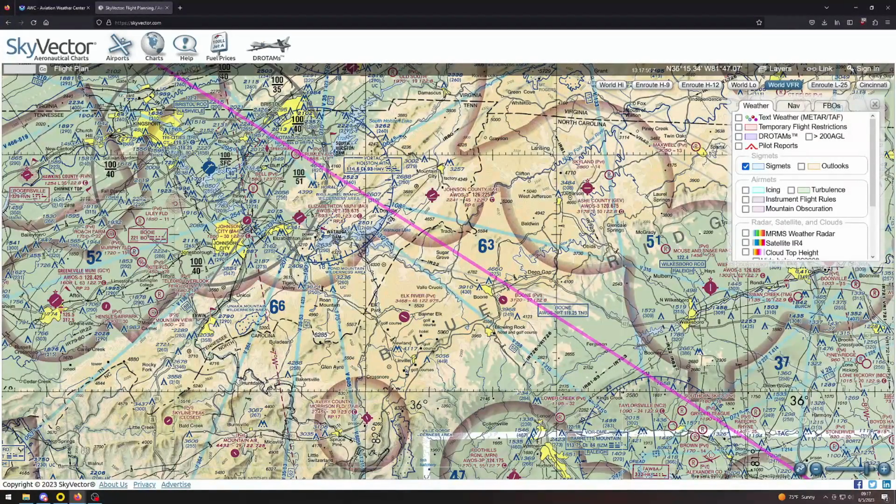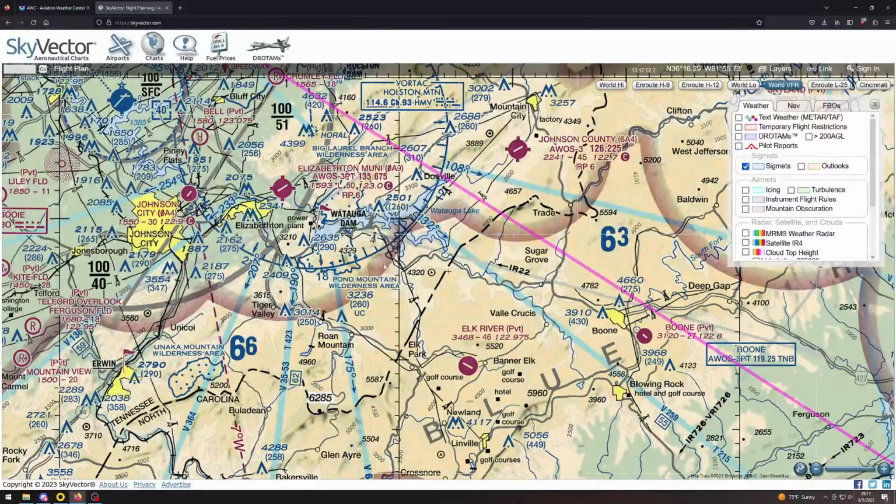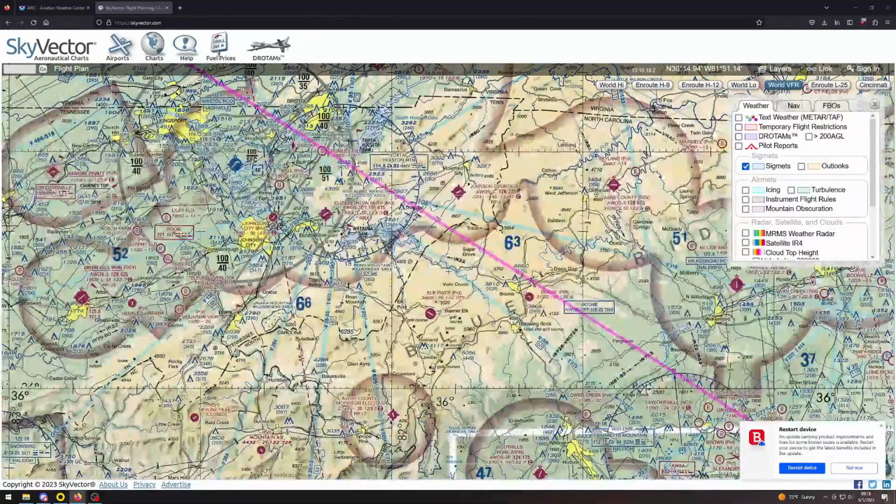And another thing to be careful of in the mountains are these wilderness areas. FAA wants us to be 2,000 feet above the ground in all of those. So 6,000 feet would be a good altitude to aim for.